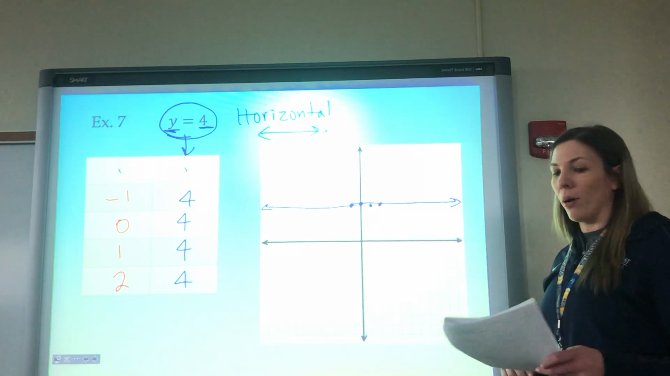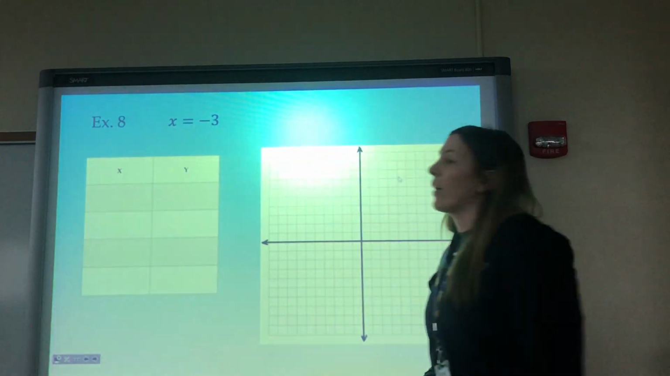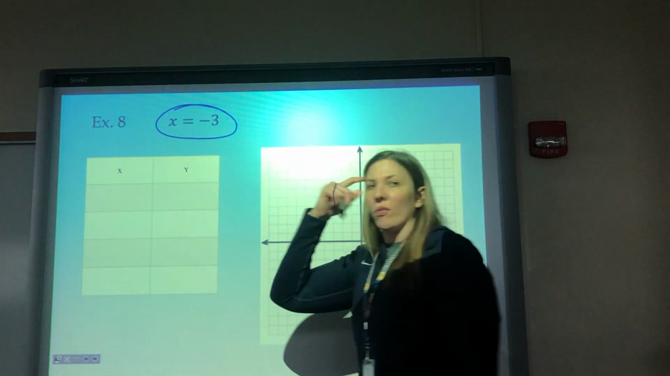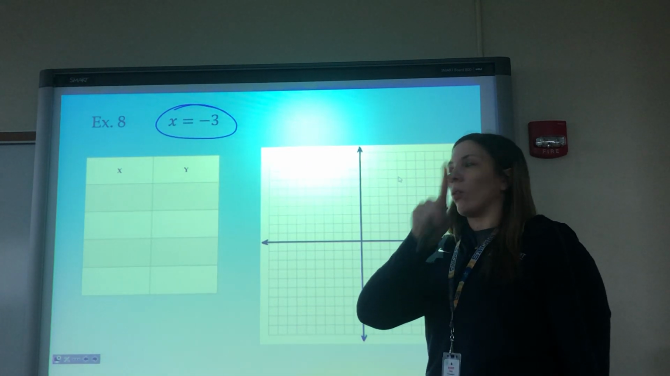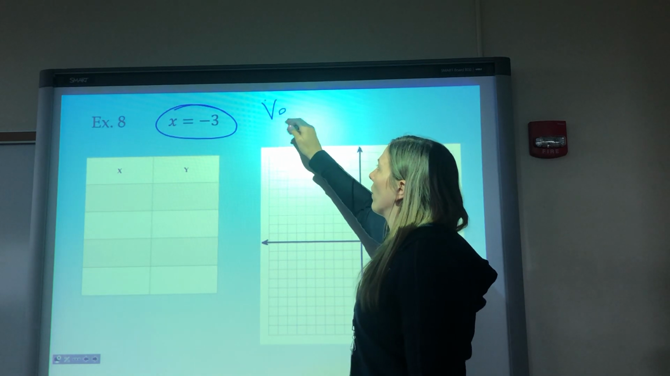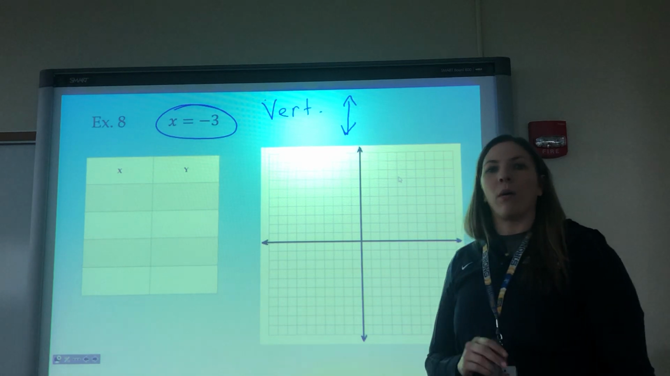All right, so if you look at number 8, notice for number 8, now I've got x equals -3. Again, kind of bells are going off, ding, ding, ding. Only one variable, only an x, there's no y. So only an x, it's going to be one of our special ones. And if it's x equals a number, this is going to be our vertical line straight up and down.